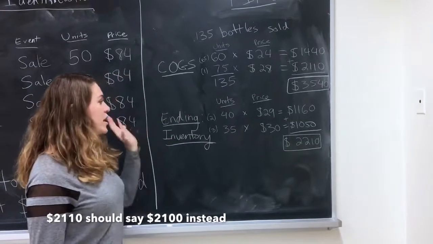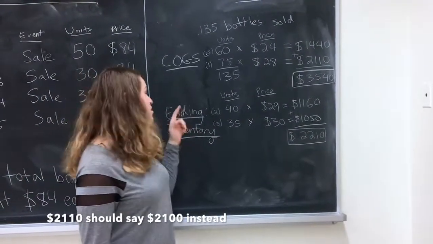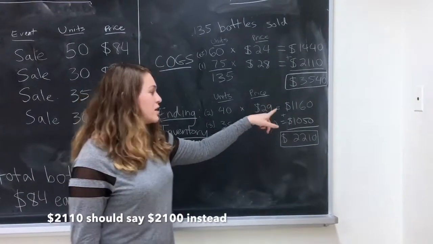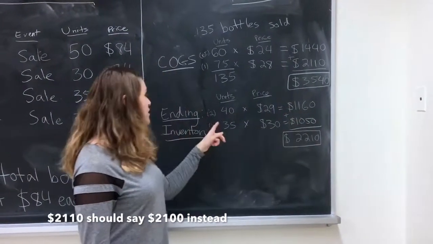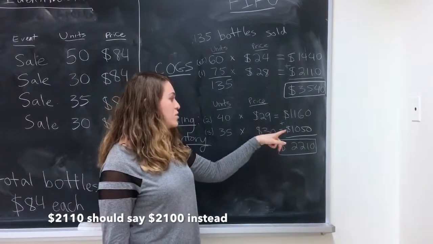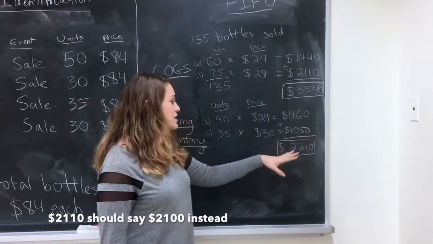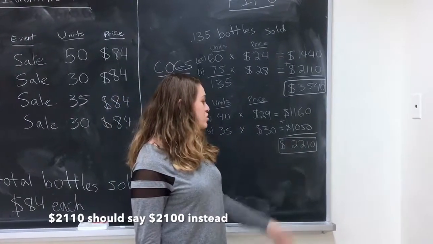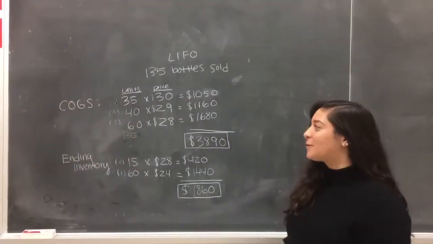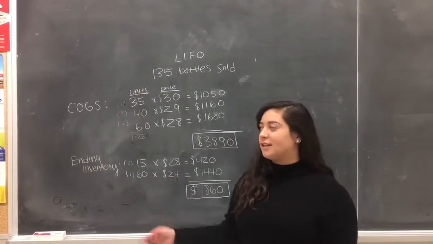Under ending inventory, we do whatever we have left. So from the second purchase, we take 40 units at $29 each. The product is $1,160, and then we take 35 units from the third purchase at $30 each, and that equals $1,050. And to sum that up, the total is $2,210 for ending inventory.